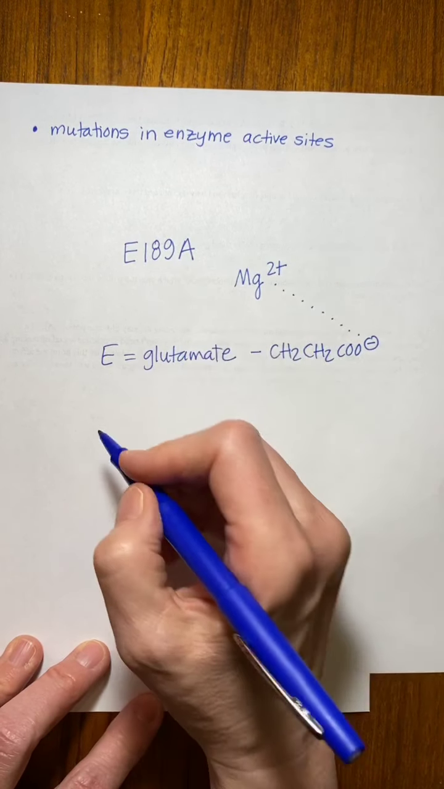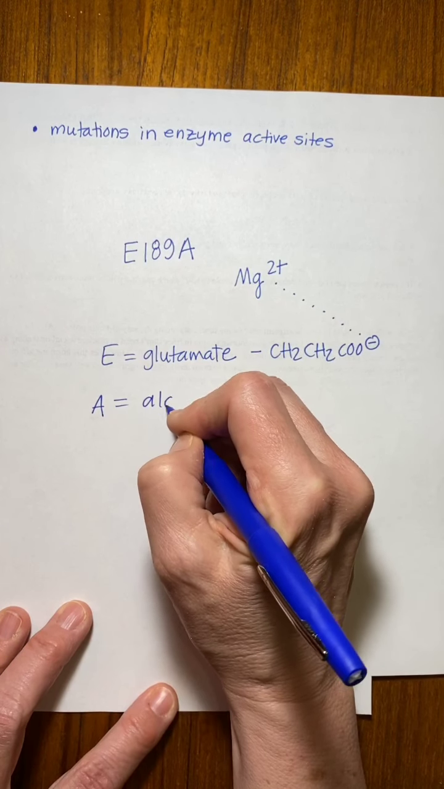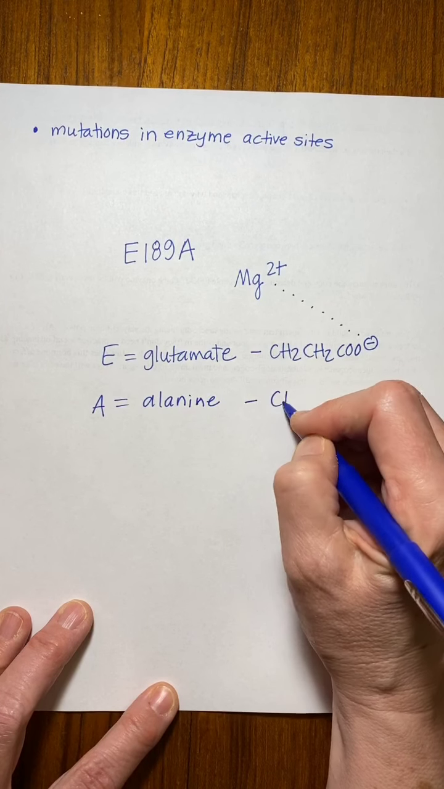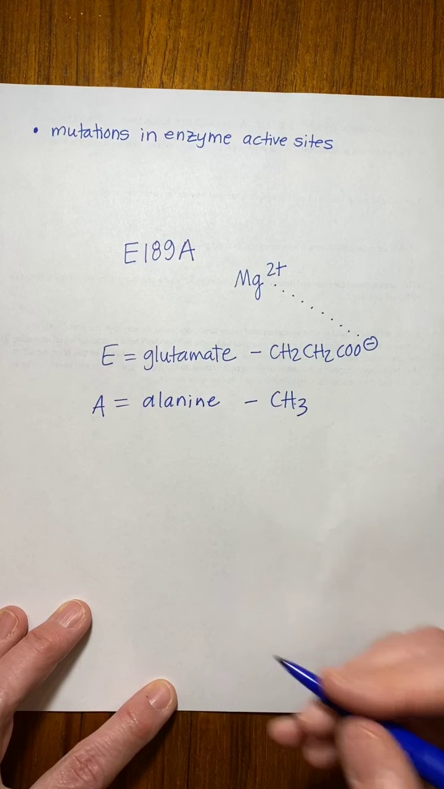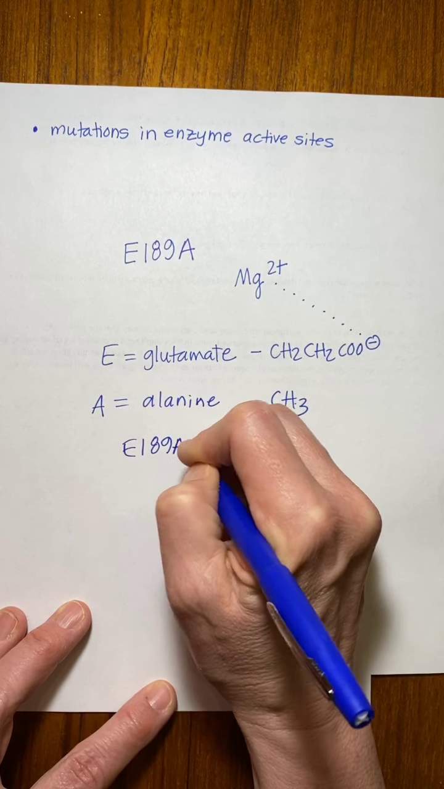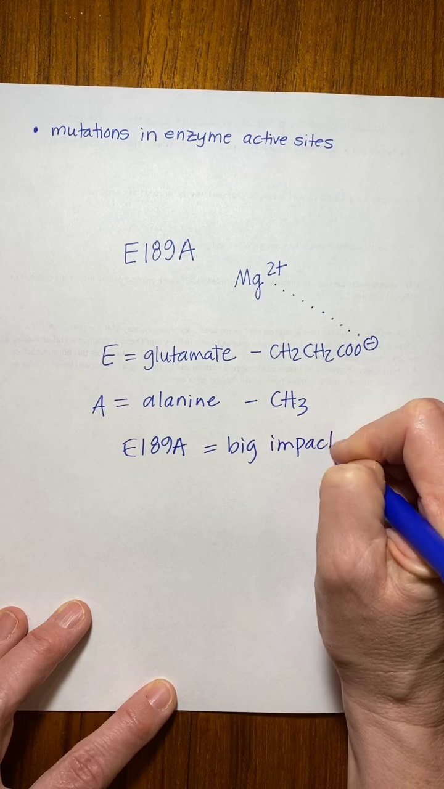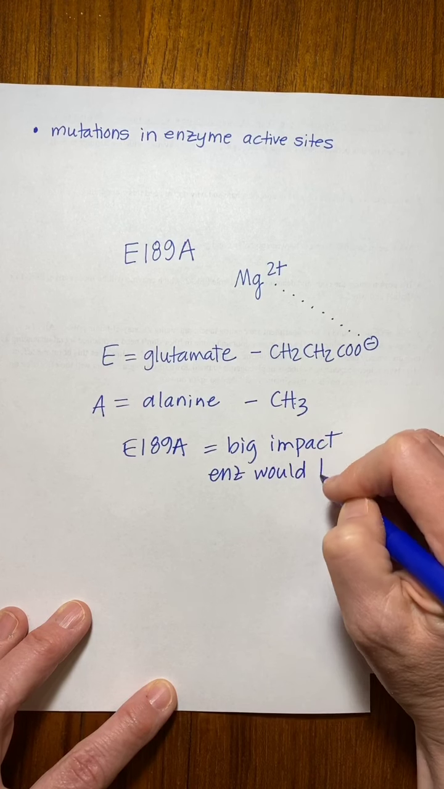A, which would be the mutated amino acid, stands for alanine. The side chain for alanine is a methyl group. Do you think the methyl group would easily bond to a positively charged metal ion? The answer is no. So this mutation would most likely have a big impact on the enzyme, and the enzyme would lose activity.